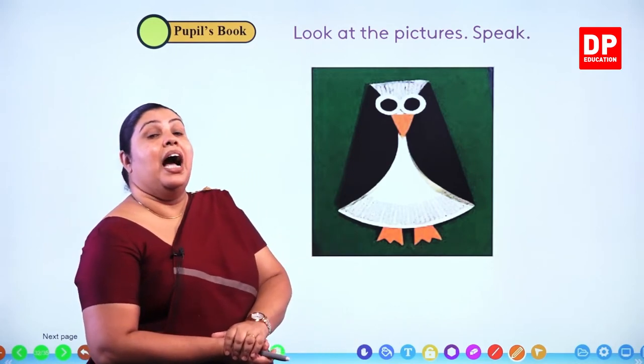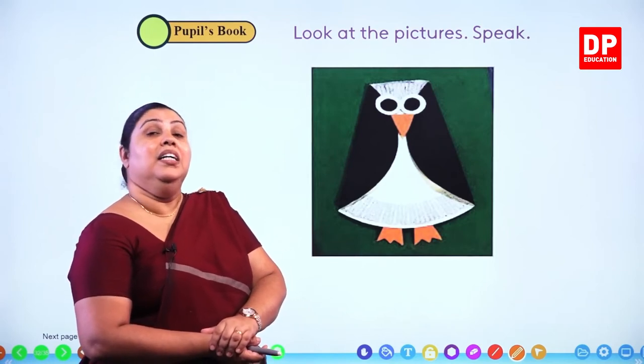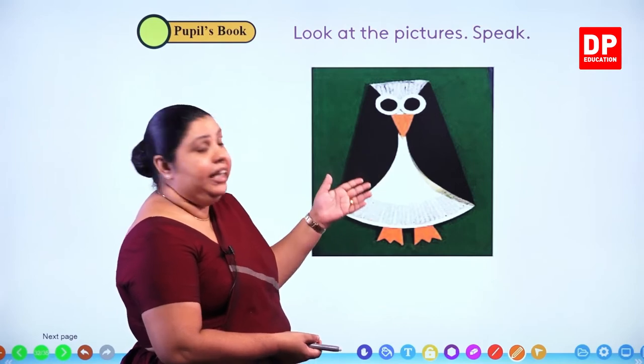Then my eyes are circles. My eyes are circles. Then you can say my body is black.